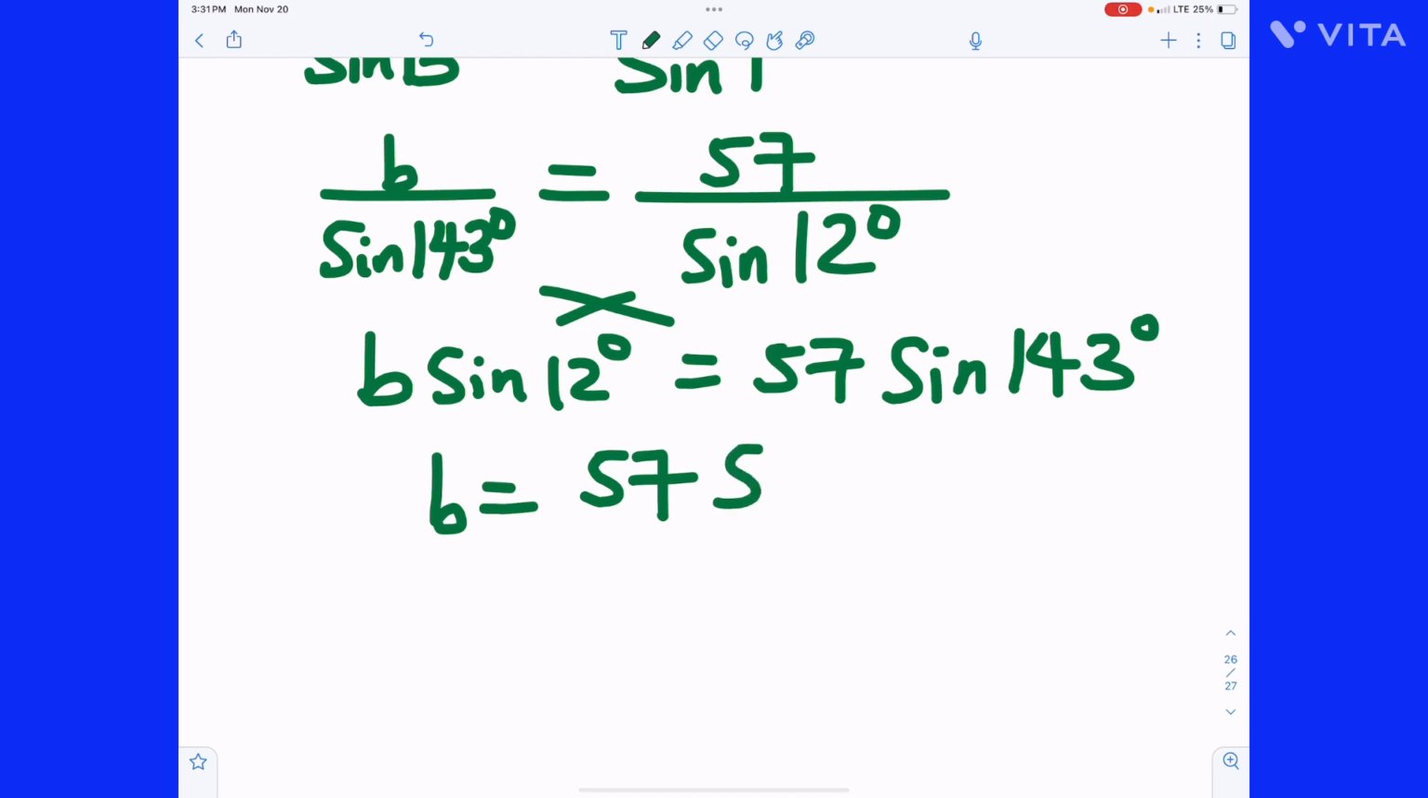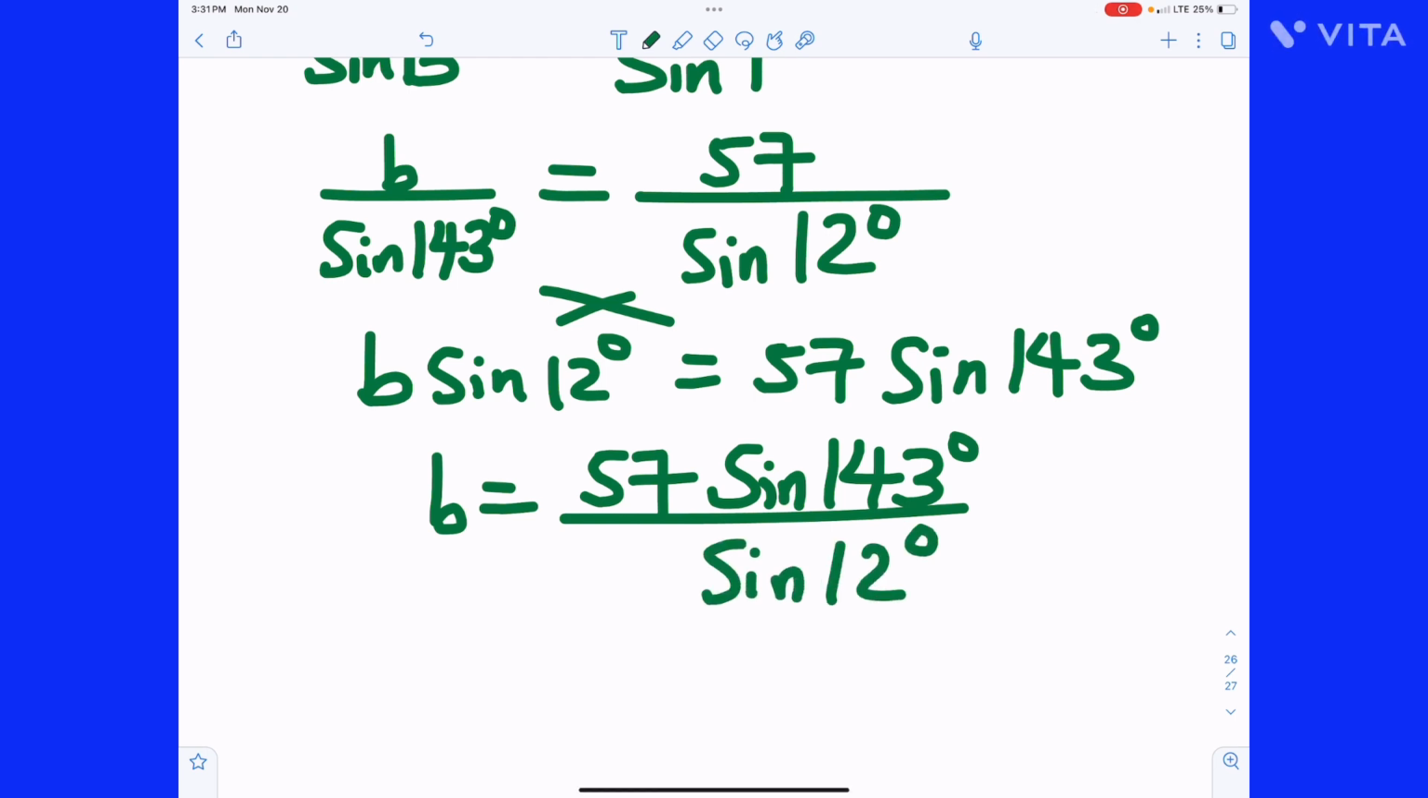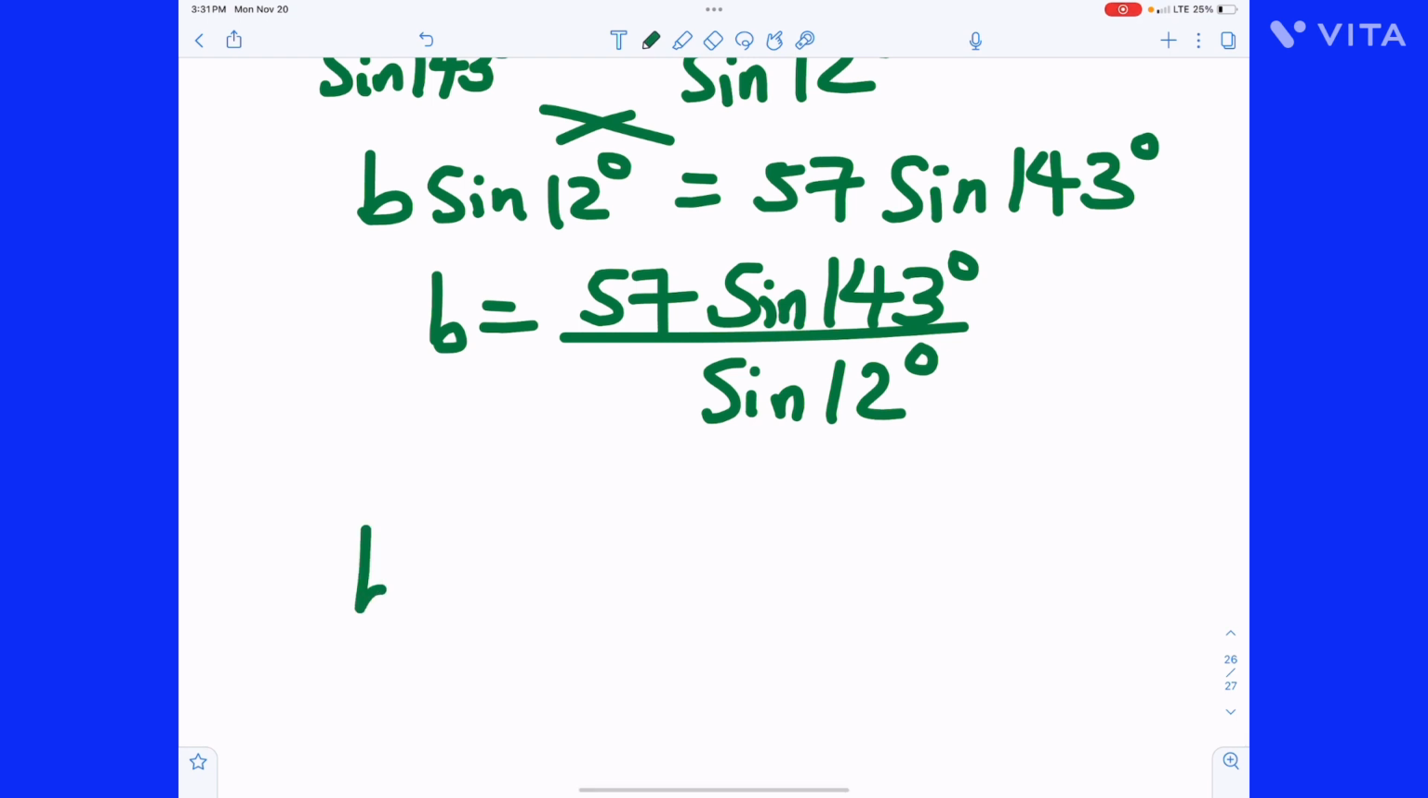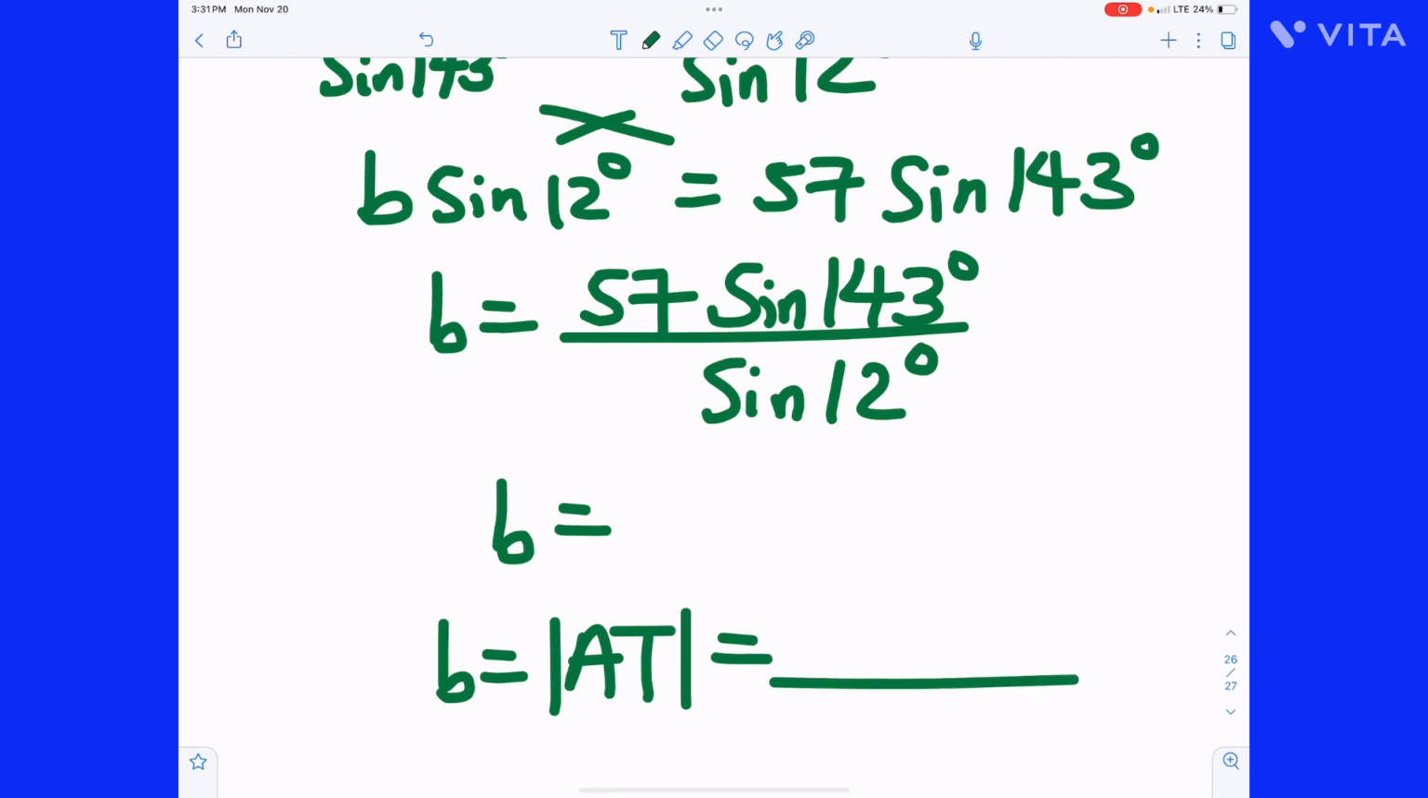This gives you B is equal to 57 sine 143 divided by sine 12. So this side B, you get your answer in decimals. Side B is the distance from A to the top of the building. You write your answer in meters. You can leave it to 2 decimal places.